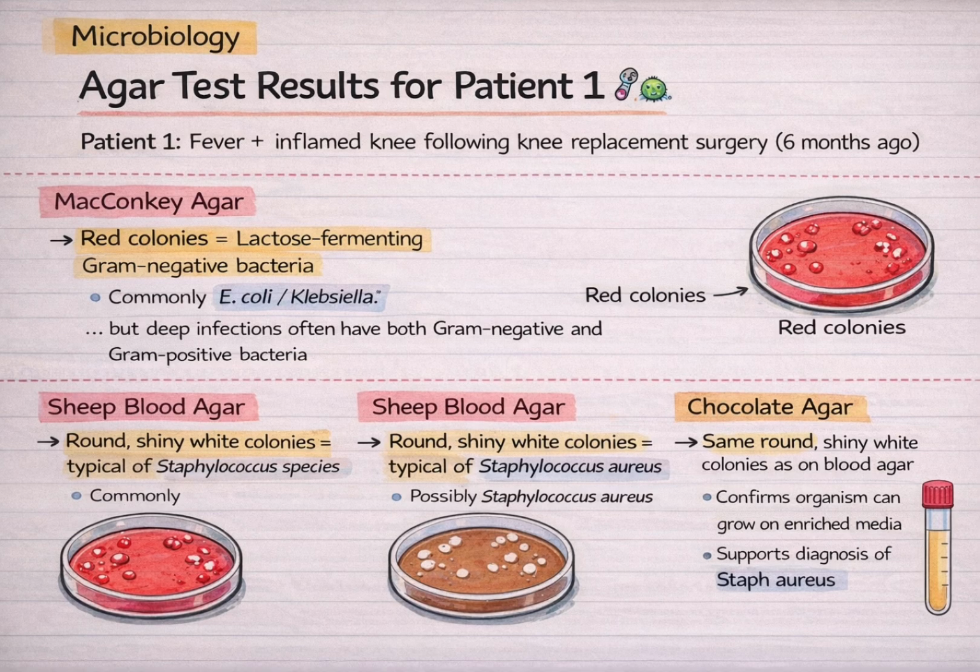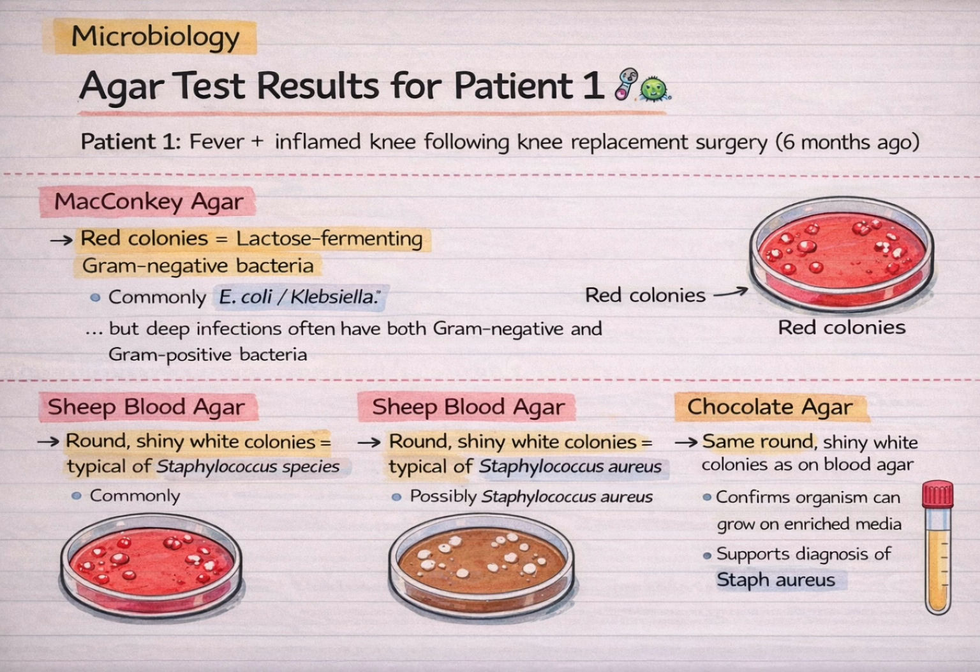Alright, now let's look at the agar test results for patient 1, and this is where we confirm the causative organism. We already know the patient has fever and an inflamed knee after a knee replacement, so we're thinking prosthetic joint infection. Now we use the lab data to support that. First, MacConkey agar. On MacConkey agar, we see red colonies. This tells us the bacteria are lactose-fermenting gram-negative bacteria, such as E. coli or Klebsiella. However, and this is important, this is not the main organism we're focusing on.